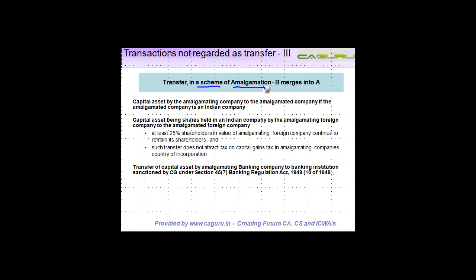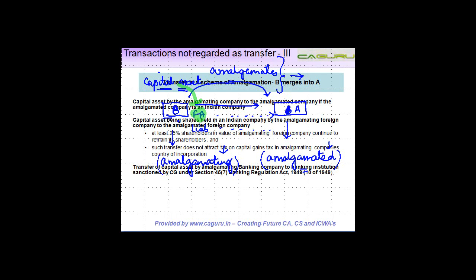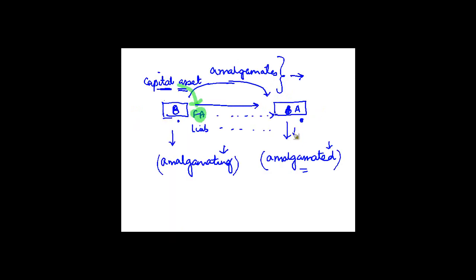Transfer in a scheme of amalgamation, B merges into A. In my example, I had actually considered A merges into B, so let's say B merges into A. Capital assets by the amalgamating company to the amalgamated company, if the amalgamated company is an Indian company. So the condition is that the transferee company, or the amalgamated company, should be an Indian company. So if the merger is happening this way, then this is tax exempt.